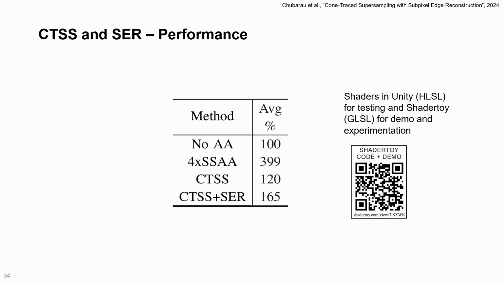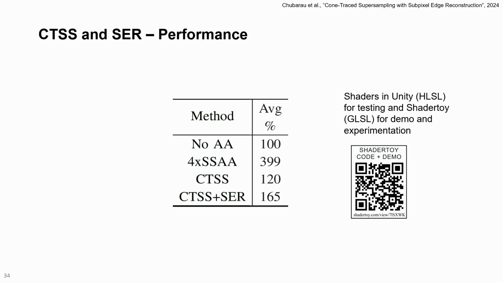For actual performance, we've done a lot of evaluations for different types of scenes and different complexities. To summarize, if we compare it to just sphere tracing alone, which we refer to as no AA, like no anti-aliasing, for 4x supersampling the frame time would go up by a factor of 4. But for CTSS, it's only 20% over that. And with CTSS plus SCR, it's about 165% of the frame time.